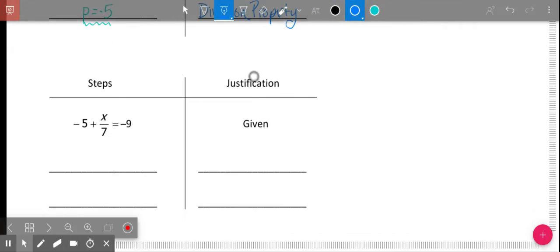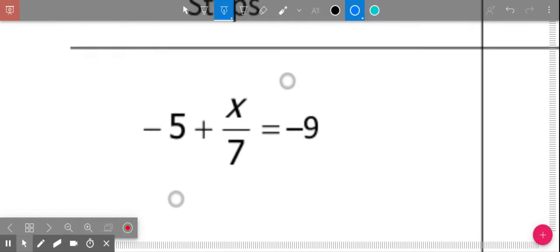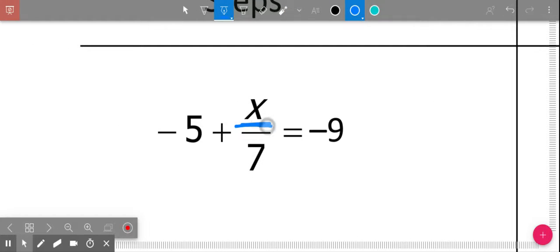All right, the next one, we have -5 plus x divided by 7 is equal to -9. So on this one, our variable is our x. So that means we need to start from the outside and work our way to the x. So we're going to start from the outside. So that means the first thing we need to deal with is this -5.